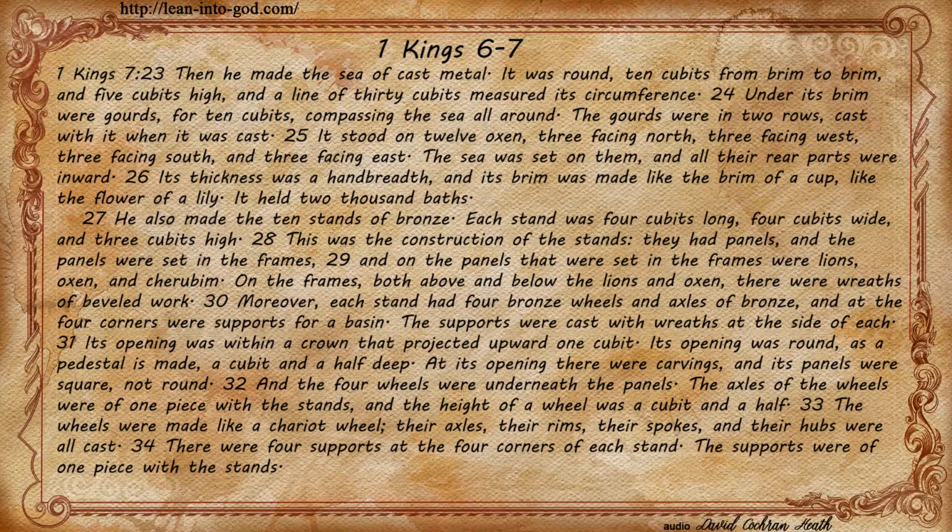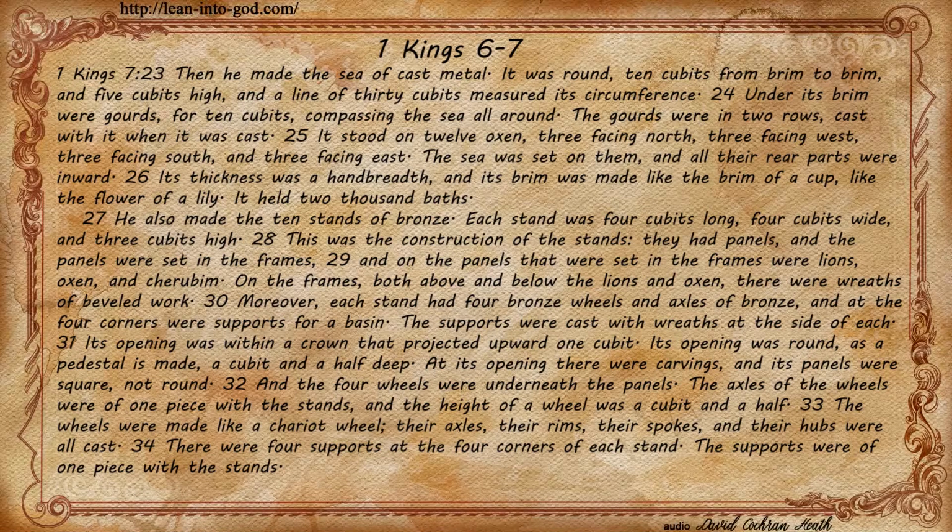He also made the 10 stands of bronze. Each stand was 4 cubits long, 4 cubits wide, and 3 cubits high. This was the construction of the stands. They had panels, and the panels were set in the frames, and on the panels that were set in the frames were lions, oxen, and cherubim. On the frames, both above and below the lions and oxen, there were wreaths of beveled work.